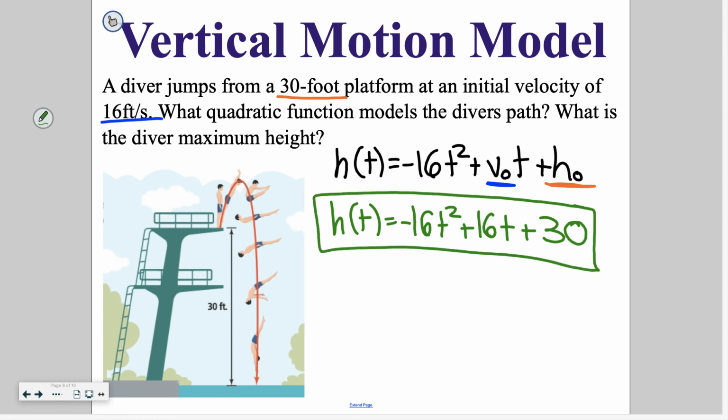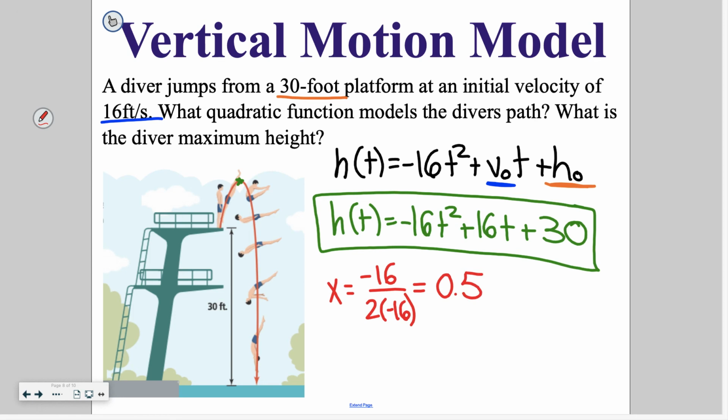Then it asks for the maximum point that the diver will hit. So we want that very top point. Again, that's going to be the vertex of any parabola, so it's essentially asking us to find the vertex. In order to start that, we need to find our x value. So x is equal to negative b, so negative 16, over 2 times a, which is negative 16. So our x value is going to be 0.5.